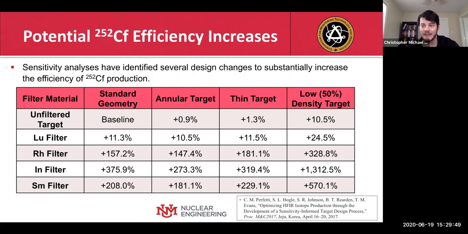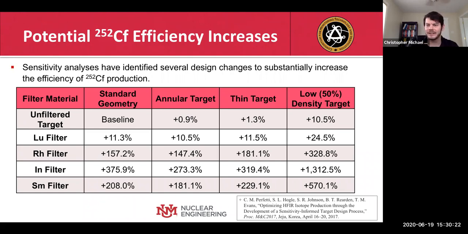Fast neutrons are the ones that tend to cause fission more often, and the thermal neutrons are the ones that tend to be captured more often. So our targets were actually being overly self-shielded. If we just use twice as many targets with 50% of the density and make no other design changes, I think it's about a 10% increase in the efficiency just by using slightly less dense targets. So that was a pretty cool finding.